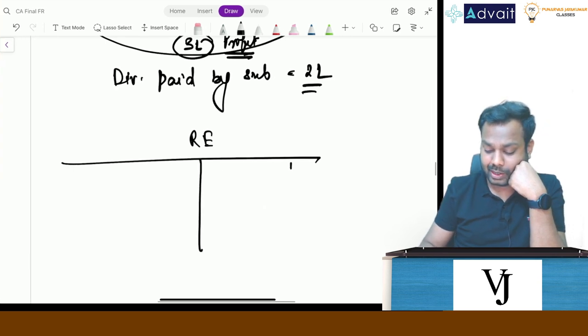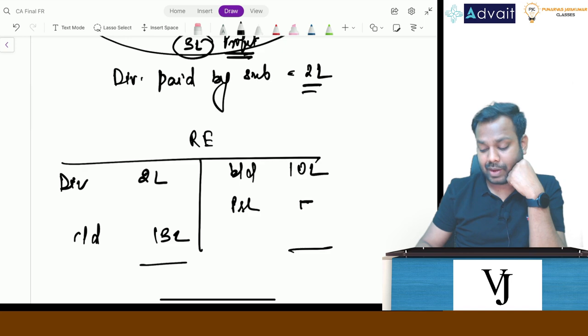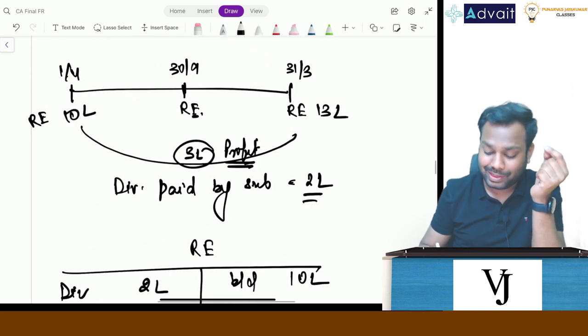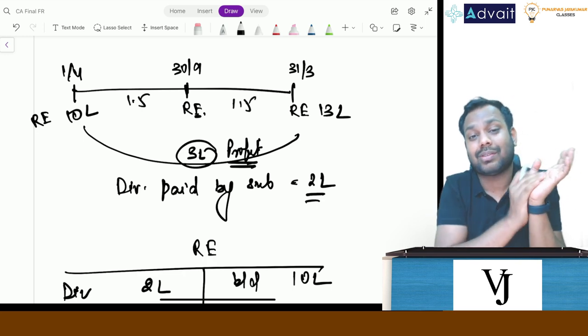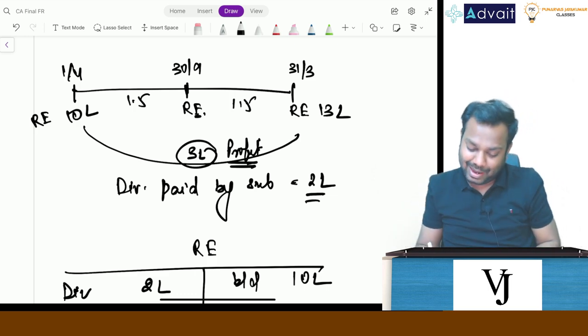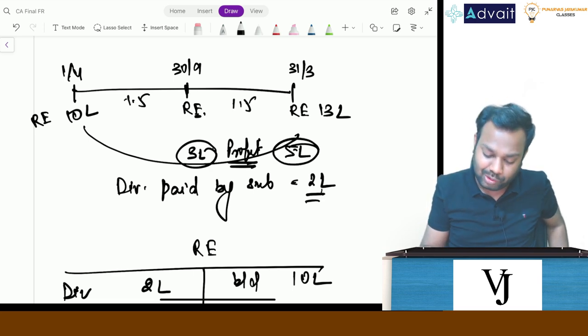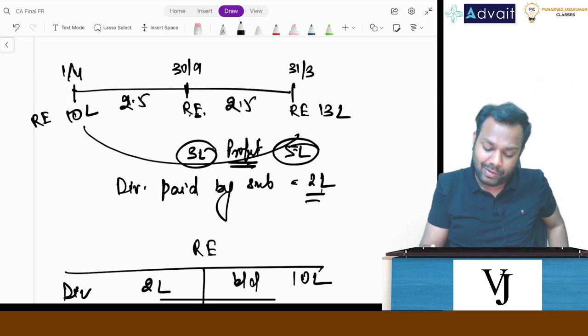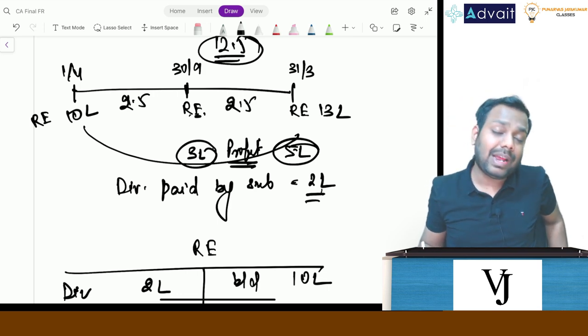RE opening is 10 lakhs, closing is 13 lakhs, dividend paid is 2 lakhs. So what is the profit? It is 5 lakhs. So if you make a mistake of adjusting 3 lakhs, that is 1.5 for half a year, your answer is wrong, my friend. What you have to do is first add back the dividend to the profit. So make it 5 lakh, and then half of 5 lakh is 2.5, right? So the RE will be 12.5, not 11.5. That's a mistake that a student makes in the exam.